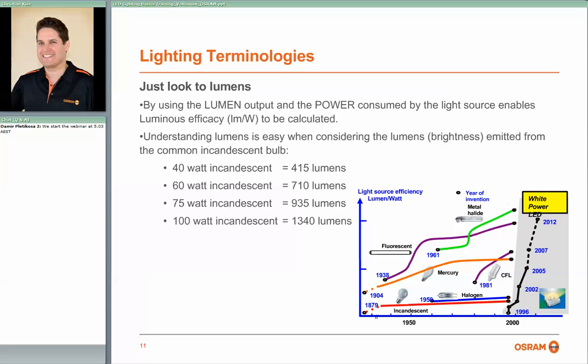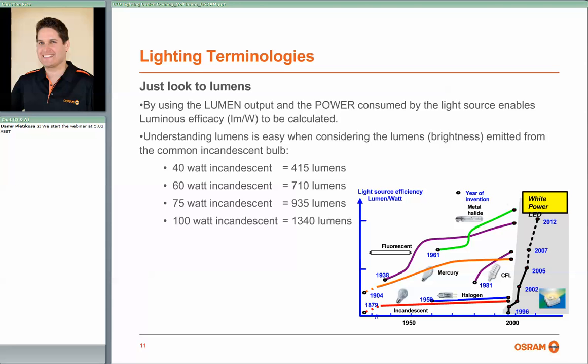So lumens is a critical thing to use as a reference, because by using your lumens and looking at your power consumption, you can work out the efficacy of the product, and we call this luminous efficacy, measured as lumens per watt. So it's a simple calculation of obviously lumens divided by your power consumption.